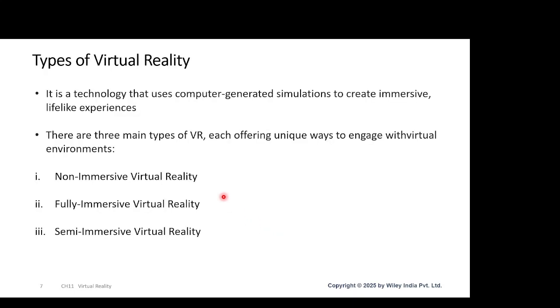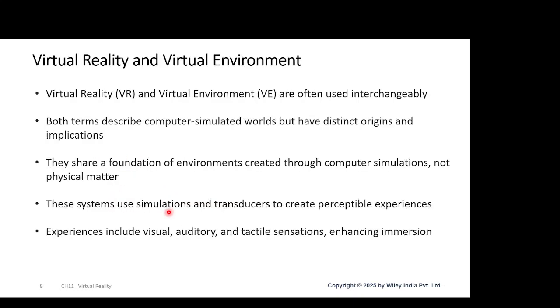The different types of virtual reality are non-immersive, fully immersive, and semi-immersive. Although they are very much clear from the name itself, let's see one by one what it means. So, to begin with, virtual reality and virtual environment are often used interchangeably. Both terms describe computer simulated worlds but have distinct origins and implications. They share a foundation of environments created through computer simulations and not physical matter. So it's all a simulated world.